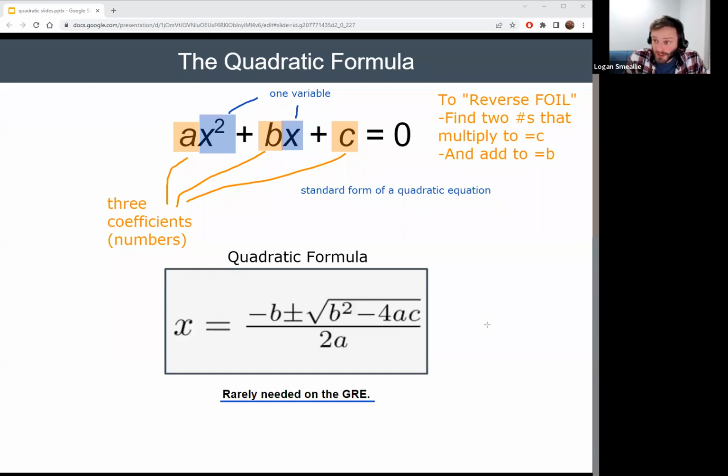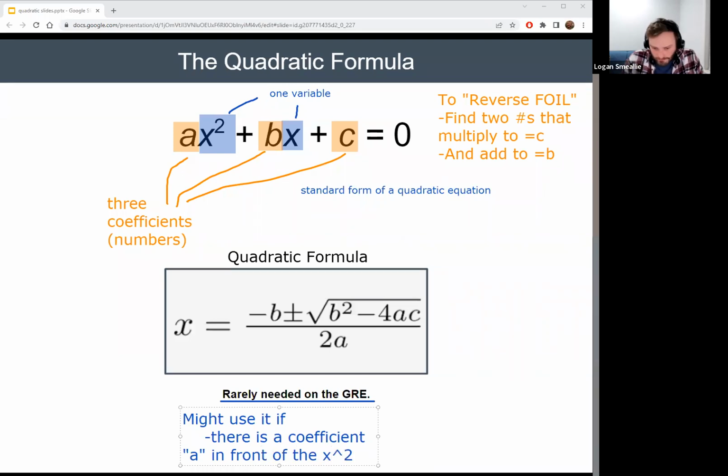If this comes back to you naturally, if the quadratic formula is something you used to love, which can happen, then maybe it's worth making yourself a flashcard on this so that you've got it in the back of the memory bank in case it shows up. And I will add a note here, rarely needed in the GRE. And like I said, might use it if there is a coefficient A in front of the x squared.